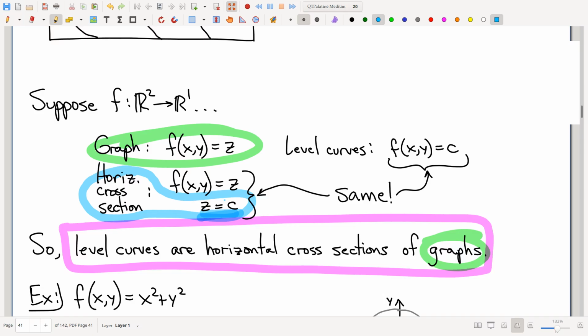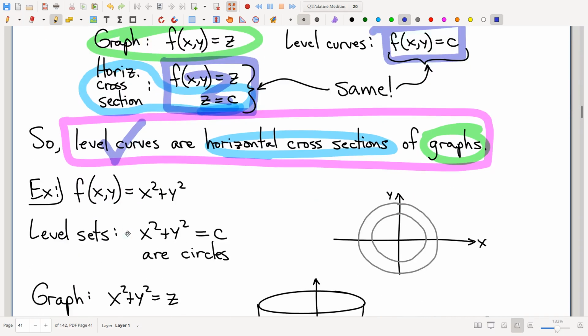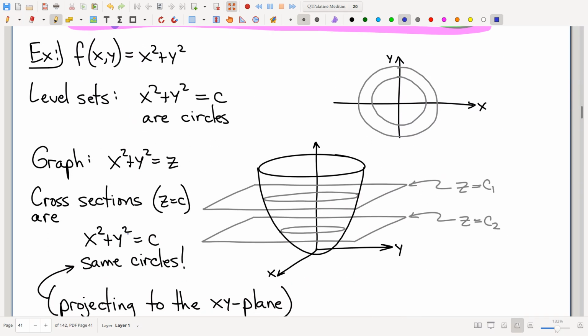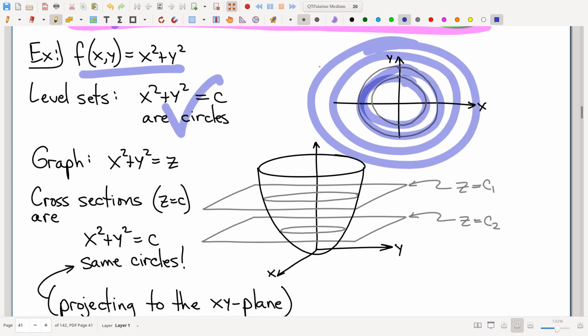And notice that the result of that horizontal cross section, if you put it together, you're just saying that f is equal to c, and that's what a level set is. So literally horizontal cross sections of graphs. So a geometric example. So let's just straight up do one. We've already studied this function, and we've already talked about its level curves. Its level curves are circles, kind of concentric circles, centered at the origin. We talked about that a page back or two.